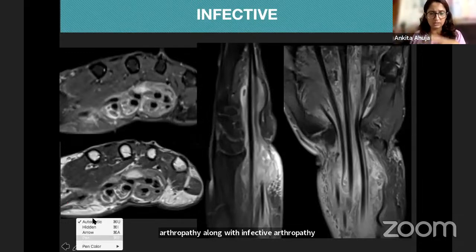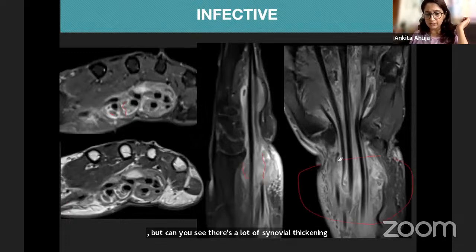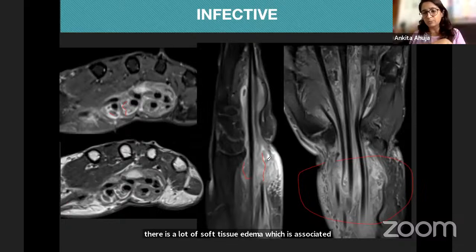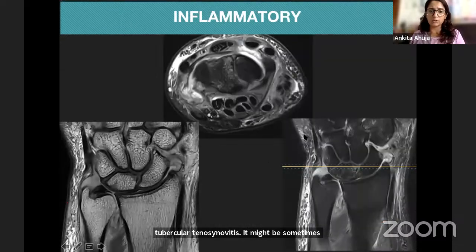So in this case, you can see that there is fluid, but can you see there is a lot of synovial thickening along with it? There is all this synovial thickening, and there is a lot of soft tissue edema associated with it. So this was actually a proven case of tubercular tenosynovitis. It might be sometimes difficult, I completely agree, to differentiate it from the inflammatory etiology.